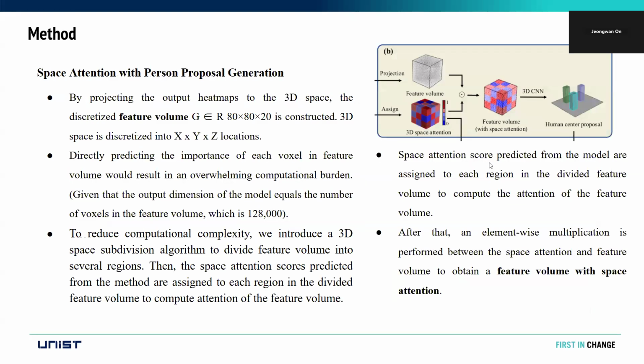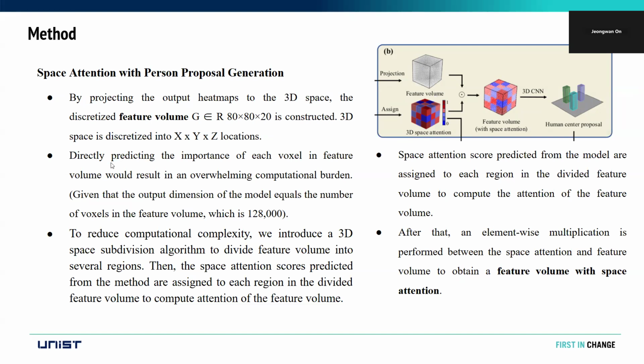The other component is the space attention with per-person proposal generation. They project the 2D heat maps from the previous component into a 3D space, and they discretize the feature volume into the X, Y, and Z locations.